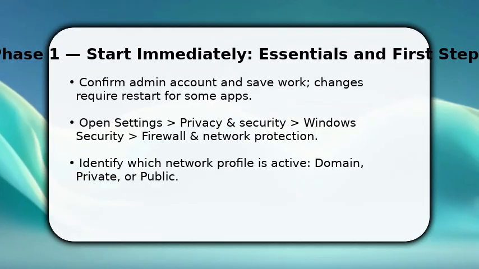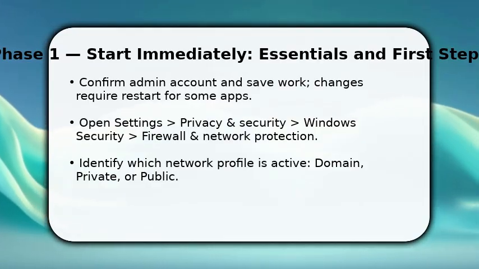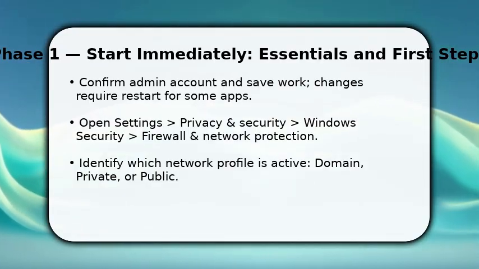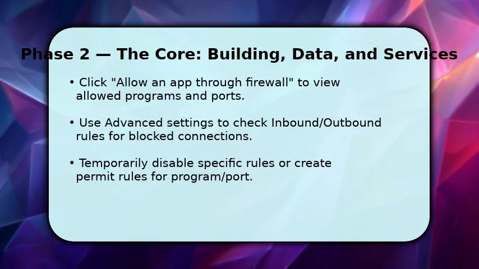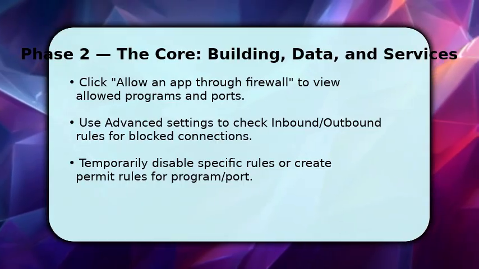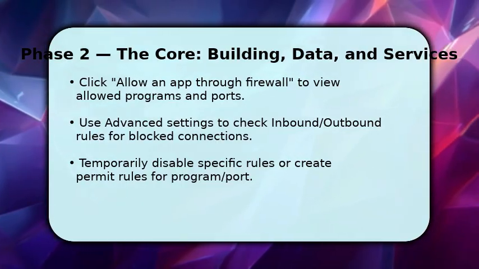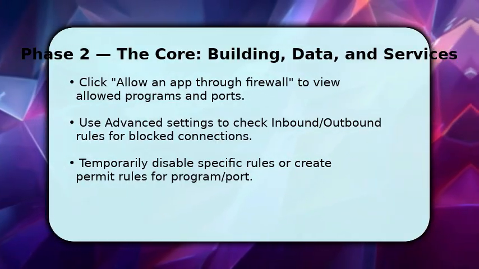That matters for reachability. Now you're ready to inspect allowed apps and inbound rules to see what's blocking your internet connection. Next, check which apps and ports are permitted. Click Allow an app through the firewall to see common exceptions. This often reveals blocked programs.